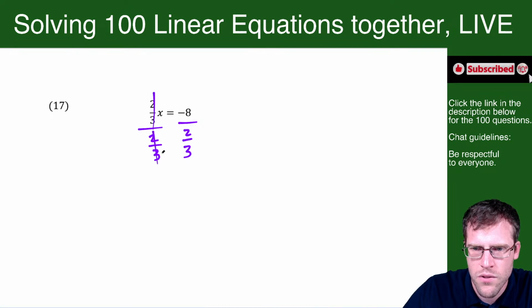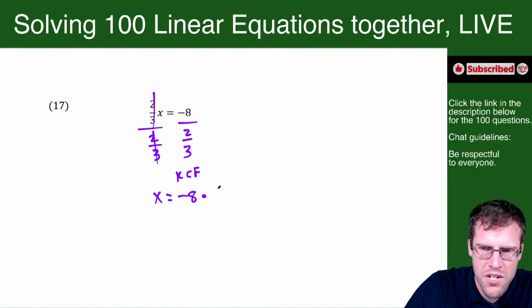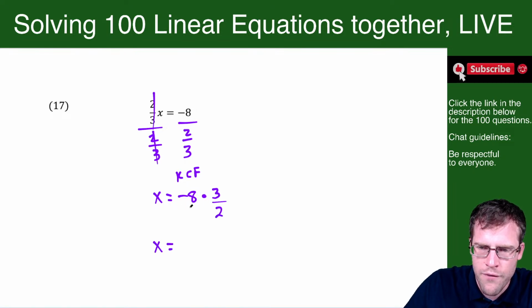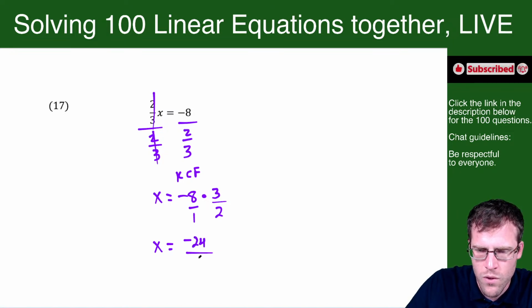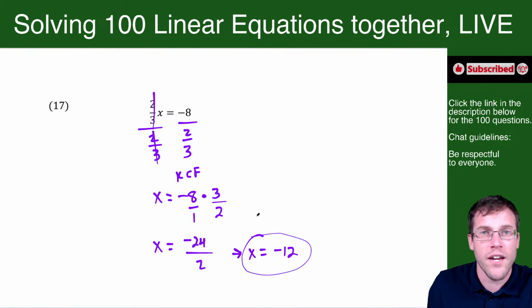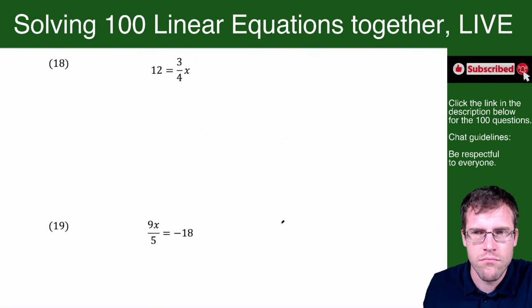Okay, and 2/3 over 2/3 cancels. X equals, and now we're going to keep, change, flip. Keep the top as -8. Change the operation to multiplication and flip the bottom to 3 over 2. And now this is going to give us x equals, if you want to do it the other way, you could do -8 times 3 is -24, divided by 1 times 2 is 2. And this will tell you that x equals -24 over 2 is -12. Okay, so 17, you should have -12 for that one. All right, moving on.